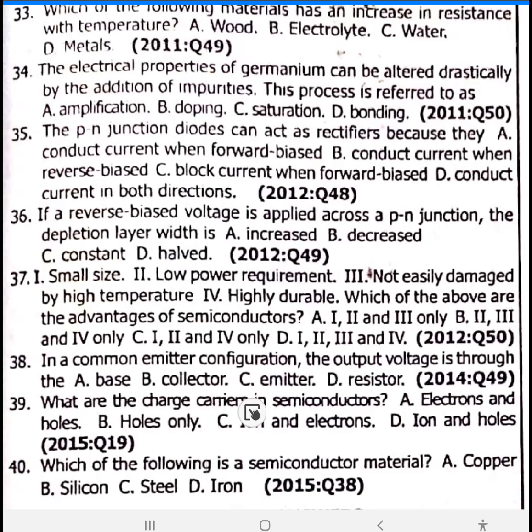39. What are the charge carriers in semiconductors? Electrons and holes. 39, option A. 40. Which of the following is a semiconductor material? Silicon. 40 is option B, silicon.